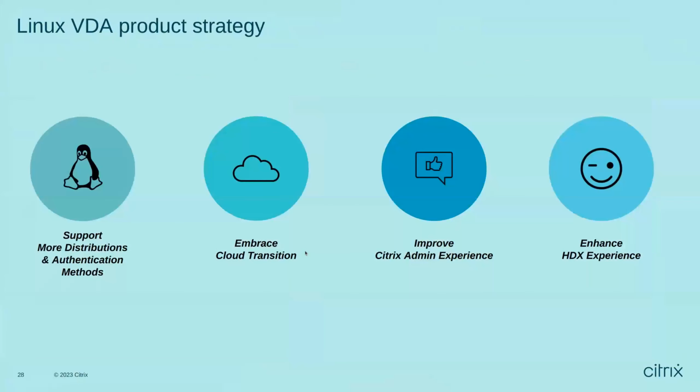Okay, then the last page talks about our Linux VDA product strategy, which is my work here. This is how I plan the release with the engineering team. Of course, we focus on our customer requirements, but we can also group them in 4 dimensions. One is more distributions, to keep chasing the latest release. Then more authentication: AD join, non-domain join, and different authentication. And cloud transition.